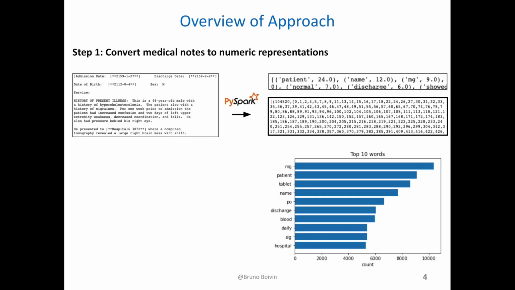The first step is to convert the medical notes into numeric representation. PySpark was used to read the notes from disk, remove punctuation, remove numbers, remove English stop words, and to tokenize the text into words. Words were then counted using the count vectorizer in PySpark, giving us a bag of words model for each note. In other words, a word count for each note as shown here on the right.